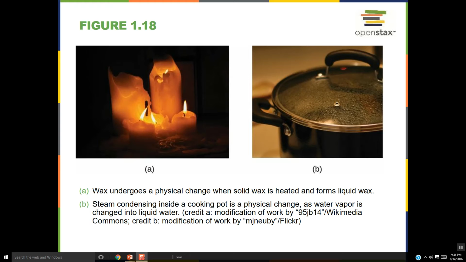In other words, like we have here in the candles in Exhibit A, we have candles melting into wax, but if you took that wax and you reformed it and hardened it, you'd be right back to a candle again, for instance. Or you have steam in Exhibit B, water boiling and then condensing on the lid of this pot, in which you can see the water droplets condensing back into water. So these are all examples of physical properties and physical changes.